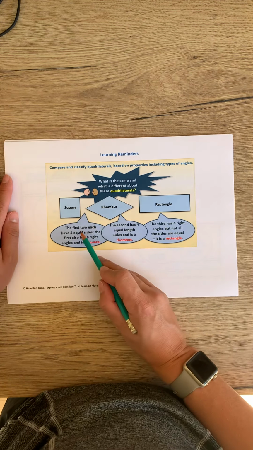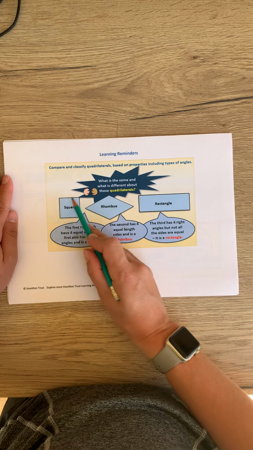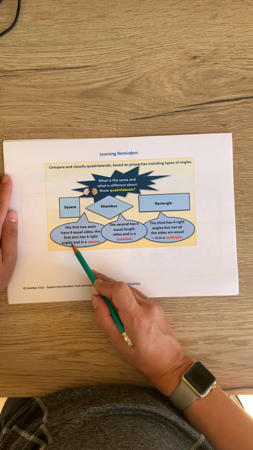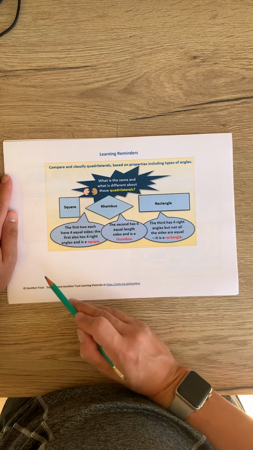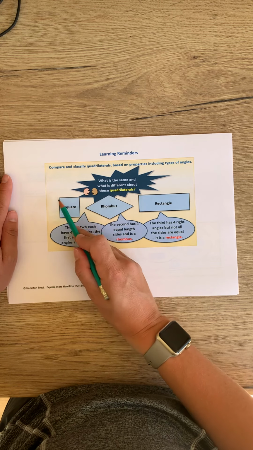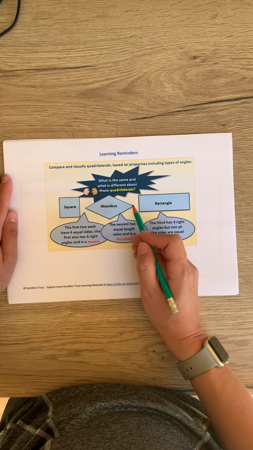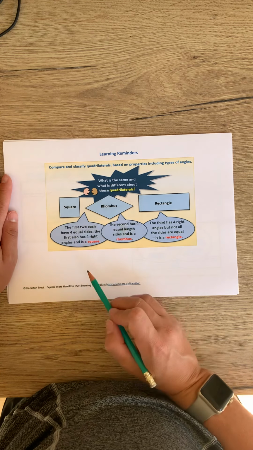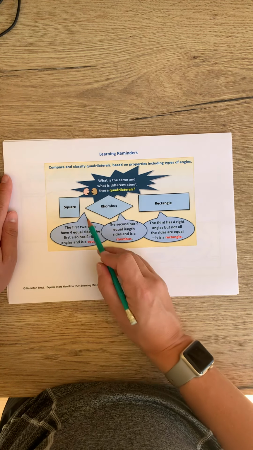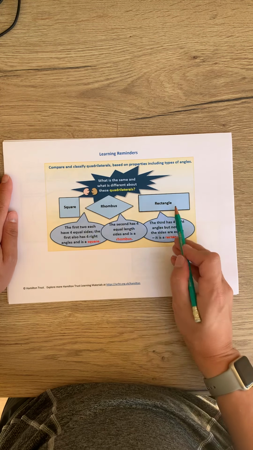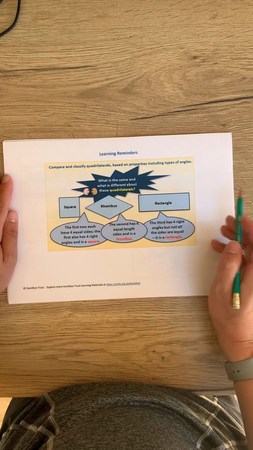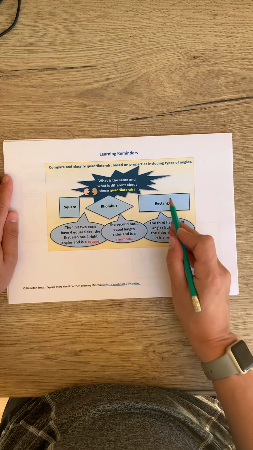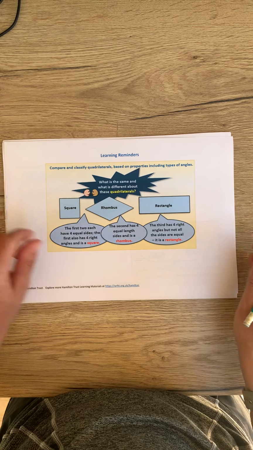So the first two each have four equal sides, where the sides are all of the same length. And the first also has four right angles. That's a difference. So that one has four right angles, and because it has four sides of equal length it makes it a square. The rhombus has four equal sides, and the final one has four right angles, but not all the sides are of equal length. So you can see there are some similarities and differences here.